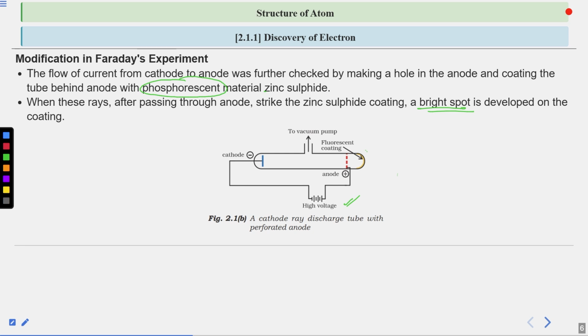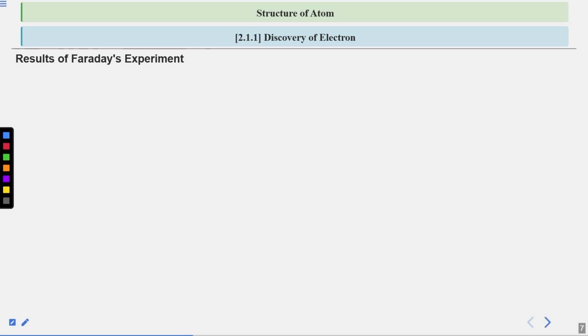You must have seen this same thing on the trees also. If you have travelled in cars and buses, you must have seen that on both sides of the roads, the trees are painted with a special coating that only glows at night. So similar to that material, this is zinc sulfide. Got it? So this was Faraday's experiment. Now moving on further, what can we say from Faraday's experiment?